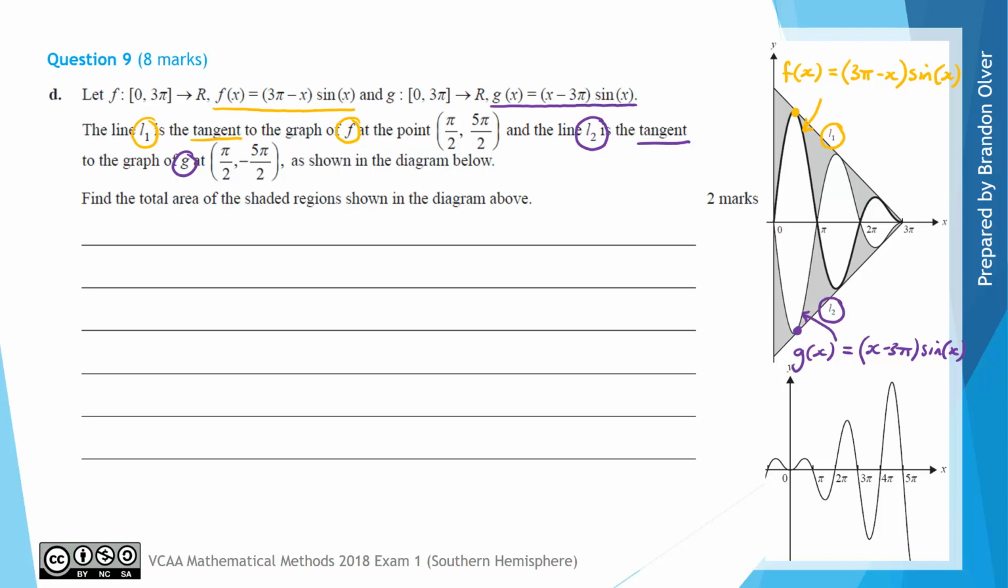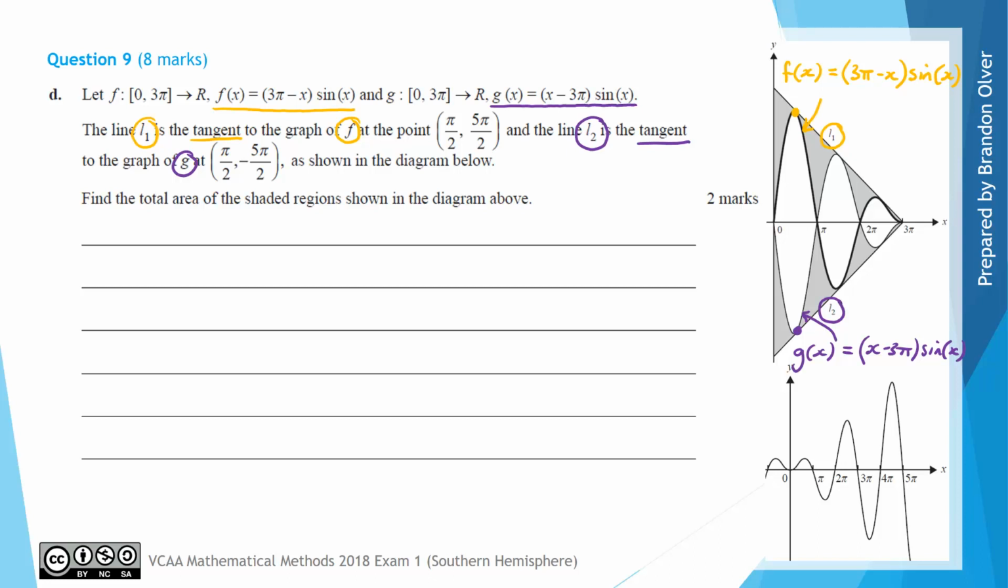For part D, the crux of this question is to find the total area of the shaded region as shown in the diagram. So there's a fair bit that we need to take into consideration when we're doing this question, and parts A, B and C have all led up to this part, and we're going to need to use information from every single one of those previous questions to answer this efficiently.